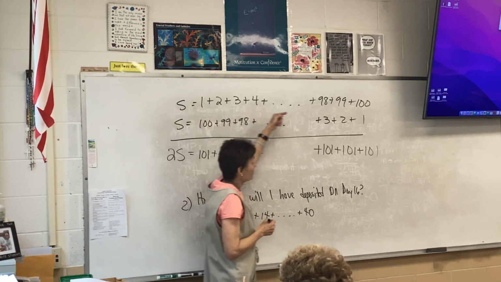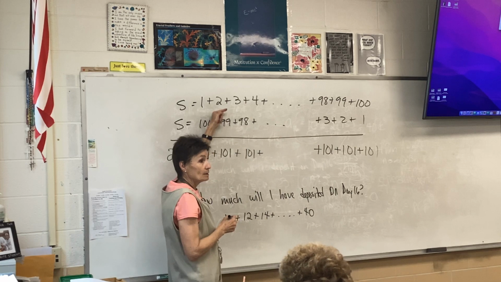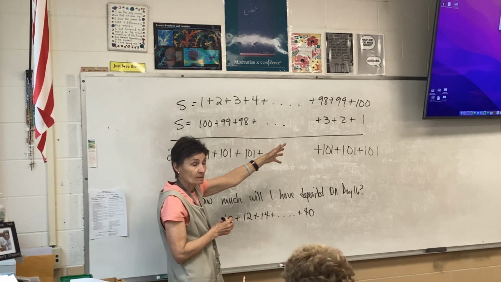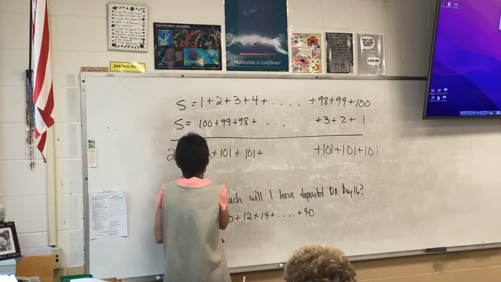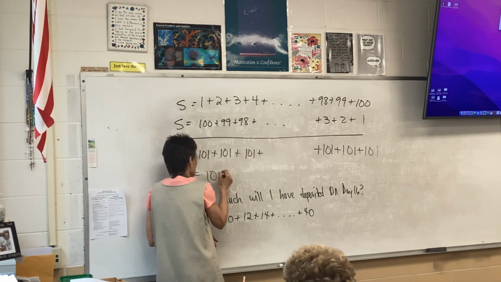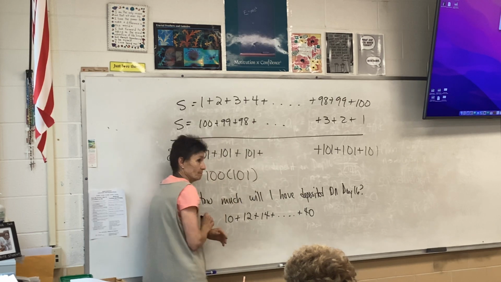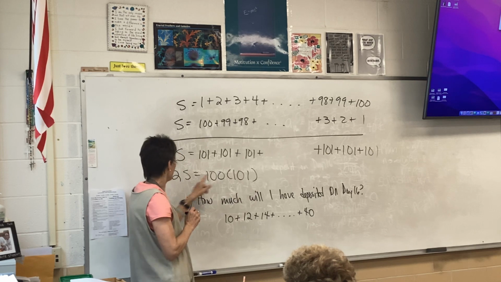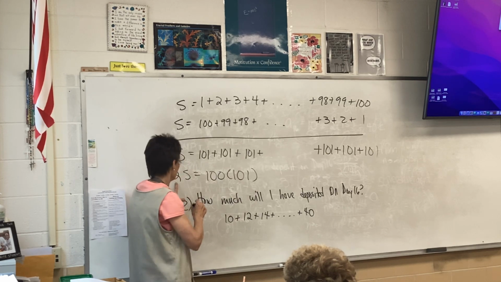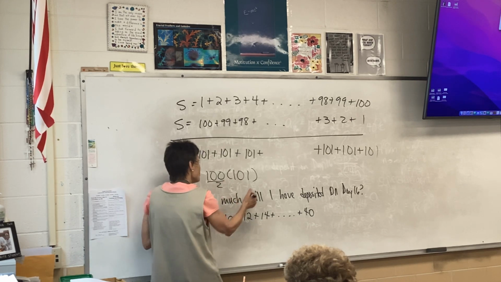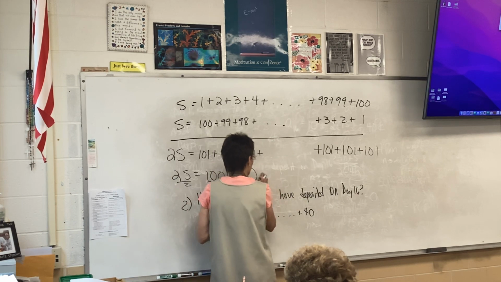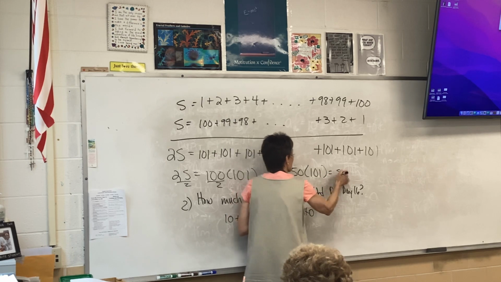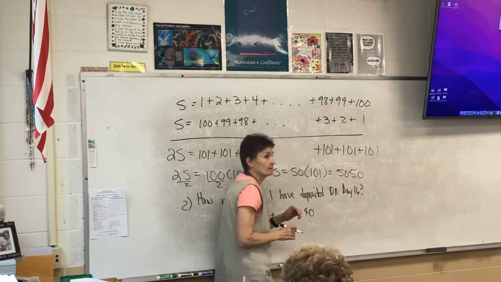How many numbers were we adding up? 100. Aren't there 100 of those 101s? So I have 100 of these 101s. So 100 times 101 is twice my answer. So if I divide by 2, my sum is 50 times 101, so the answer is 5,050.